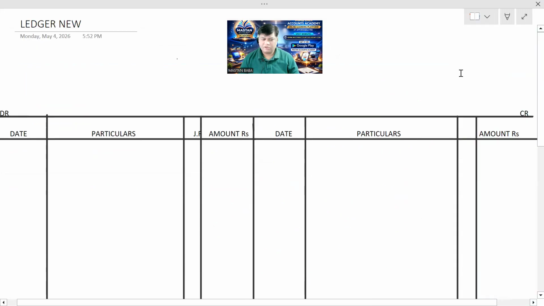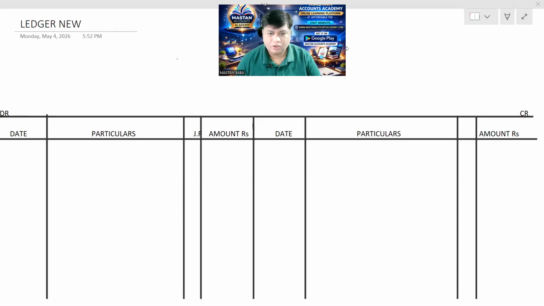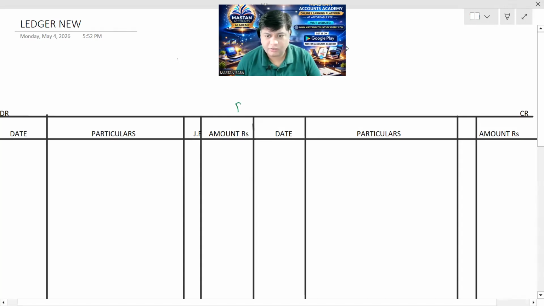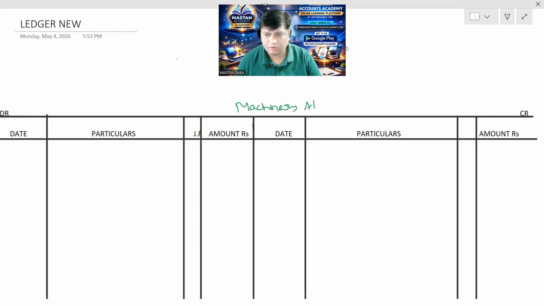So I'm preparing the machinery account here. The heading of the ledger account is machinery account. As already written, my debit, credit, date, particulars, JF, amount. Dear students, on 1/1/2020 they purchased the machinery for 1,20,000.